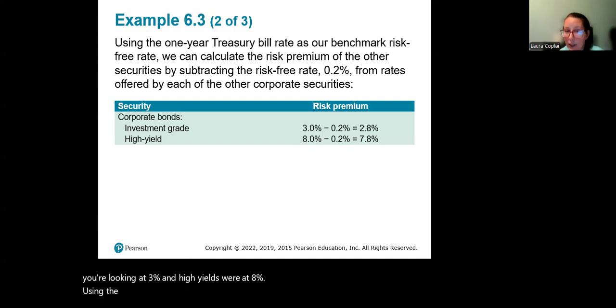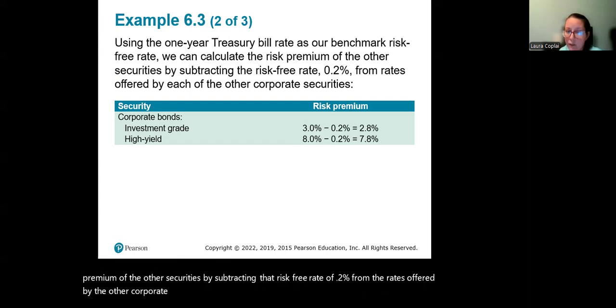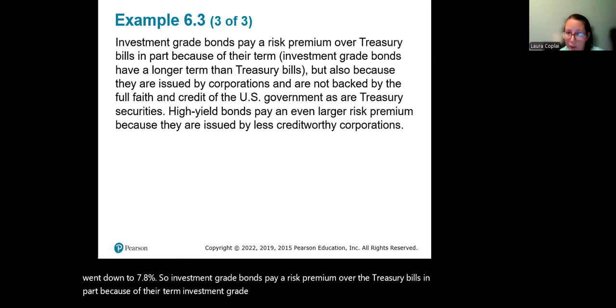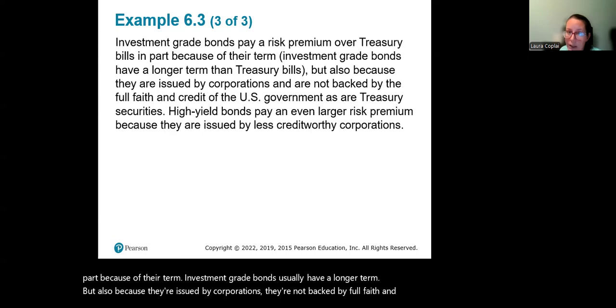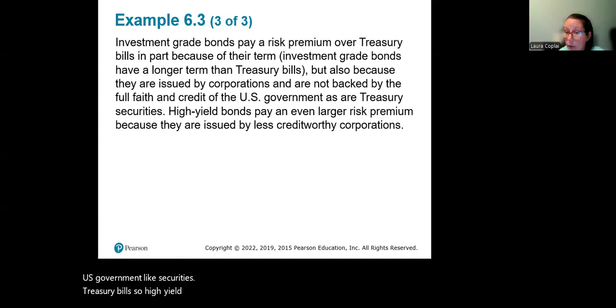Using the 1 year Treasury bill rate as our benchmark risk-free rate, we can calculate the risk premium of the other securities by subtracting that risk-free rate of 0.2% from the rates offered by the other corporate securities. So investment grade went down to 2.8%, and the high yield went down to 7.8%. Investment grade bonds pay a risk premium over the Treasury bills in part because of their term. Investment grade bonds usually have a longer term, but also because they're issued by corporations. They're not backed by the full faith and credit of the U.S. government like the Treasury bills. High yield bonds pay an even larger risk premium because they're issued by less creditworthy corporations.